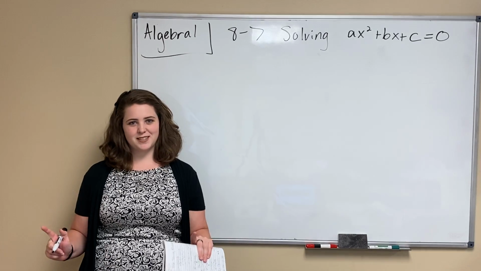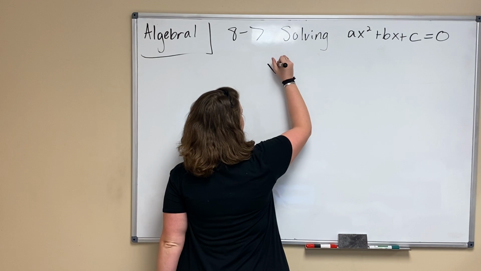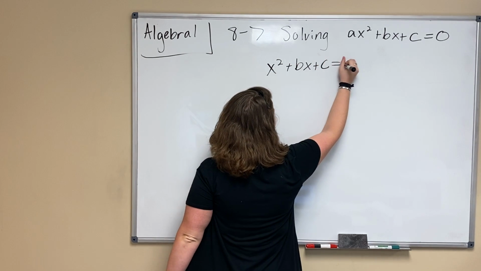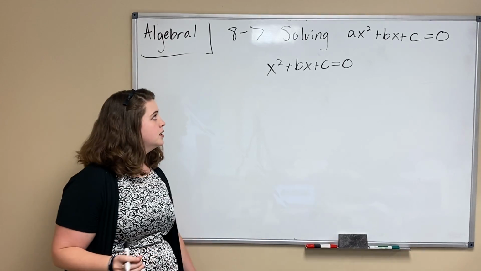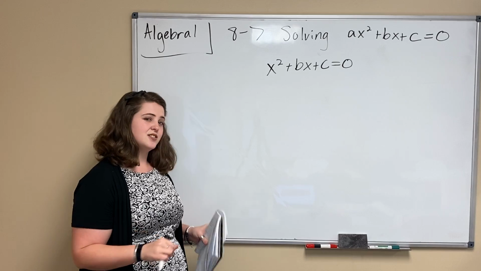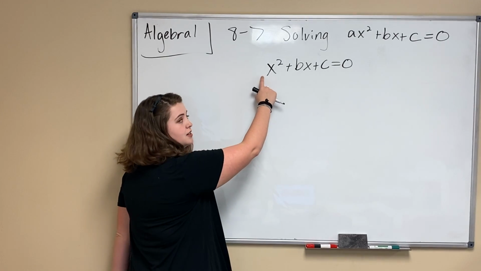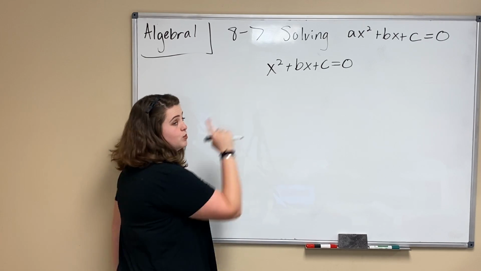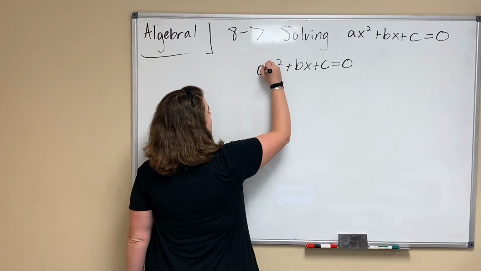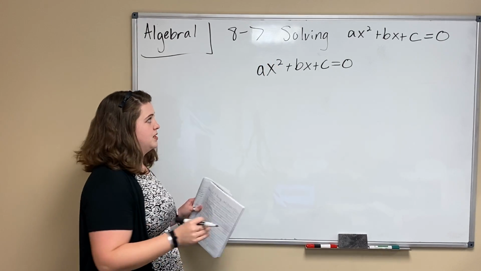Okay, welcome back to math class. Yesterday we talked about equations that looked like this: x squared plus bx plus c equals 0. What's different about what we did yesterday and what we do today is that yesterday we were assuming that the leading coefficient, or the coefficient that's attached to our first term, was 1. But today we're going to talk about what happens if it's not 1. If we have an a there, if we have a different number besides 1.